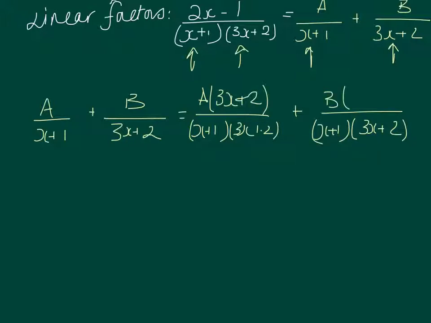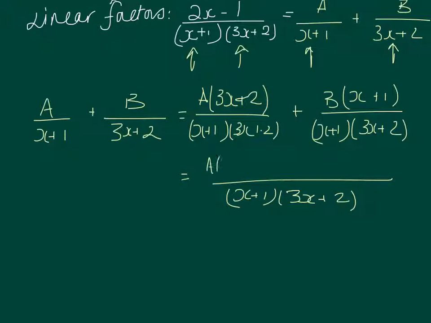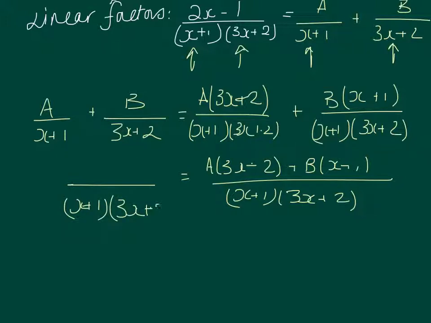And then multiply the second fraction by bx plus 1, which would give me overall the fraction (x plus 1)(3x plus 2) on the denominator, and then a lots of 3x plus 2 plus b lots of x plus 1 on the top. And that is equal to our original fraction, because that's what we're trying to aim for. We're trying to get this process in reverse.